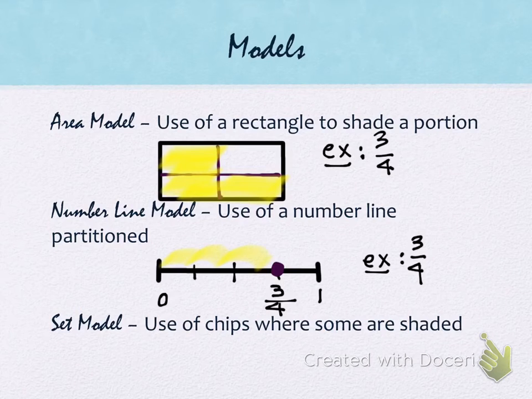The set model. I mentioned the set model a minute ago. The set model is when you have something like, again, we're doing 3/4, those chips. So you have 4 chips.